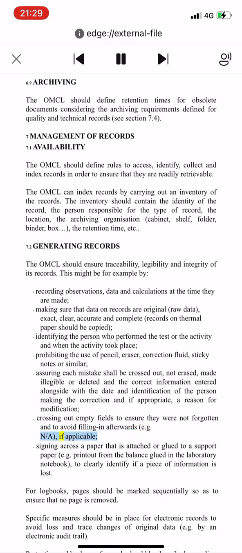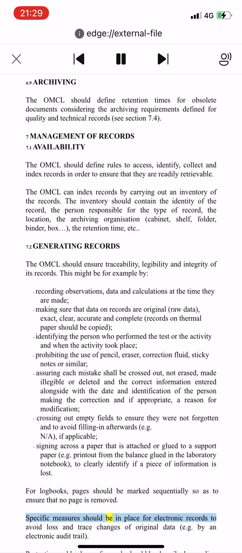not applicable, if applicable. Signing across a paper that is attached or glued to a support paper, e.g. printout from the balance glued in the laboratory notebook, to clearly identify if a piece of information is lost. For logbooks, pages should be marked sequentially so as to ensure that no page is removed.